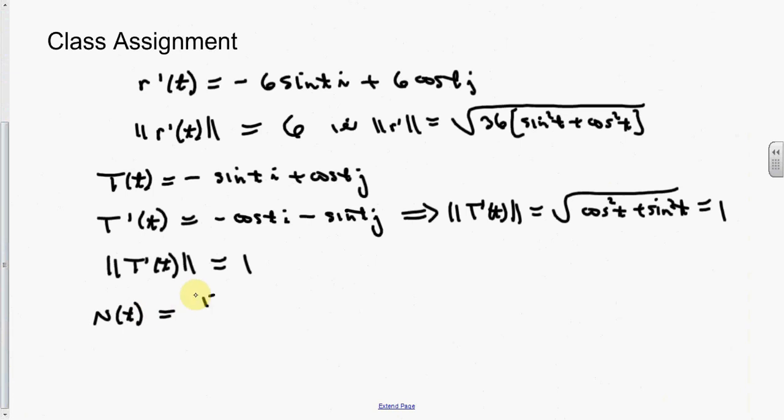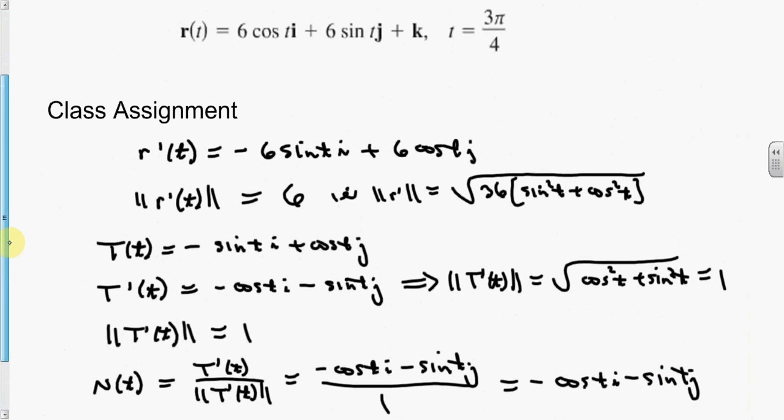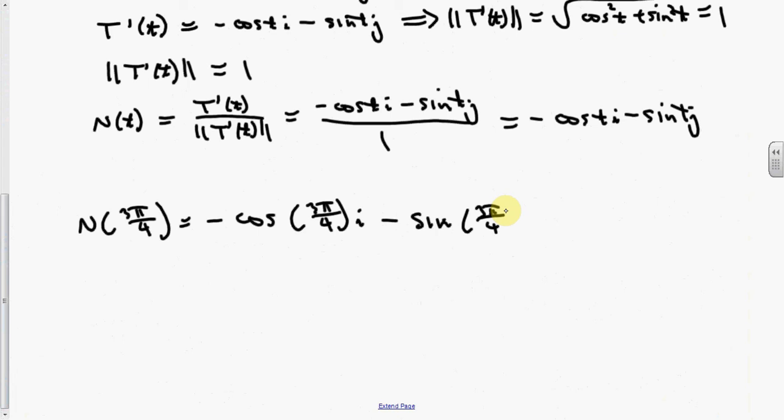So the normal vector is the derivative of the tangent divided by its norm. So the derivative of the tangent is that negative cosine t i minus sine t j, and it's divided by 1. And then you evaluate that one at t equal to 3 pi over 4. It's negative cosine 3 pi over 4 i minus sine of 3 pi over 4 j.